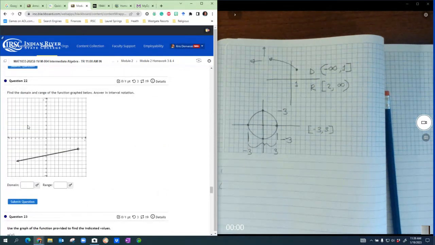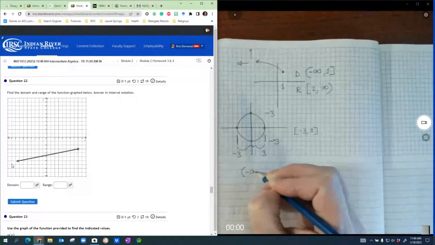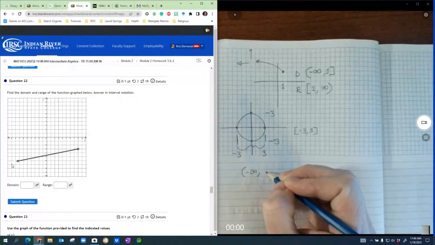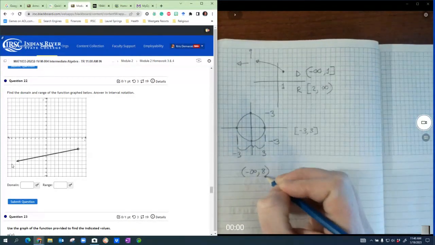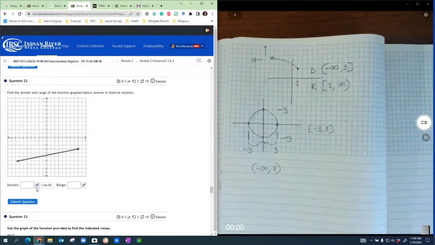22, you'll notice how I'm writing a lot less because this is just reading it. So the domain, you see that arrow, it means it's going on forever to the left. So that means it's going to negative infinity. So I'm going negative infinity all the way until I stop at the value of 8, but don't include it because it's an open circle. So there we have our answer.